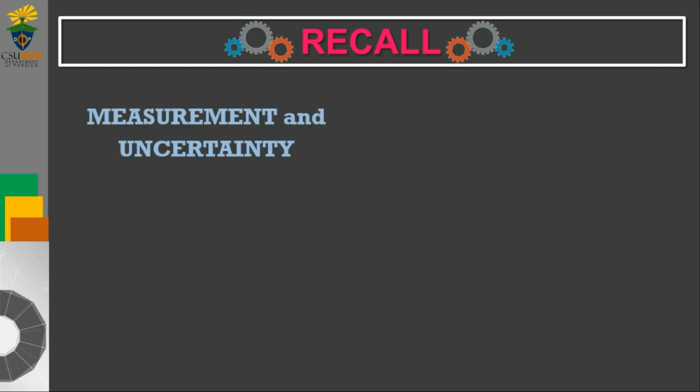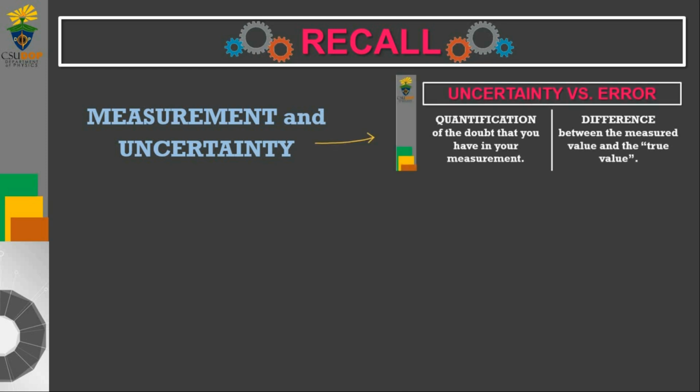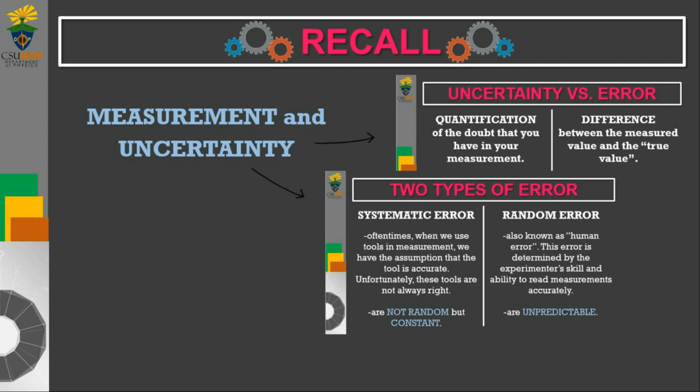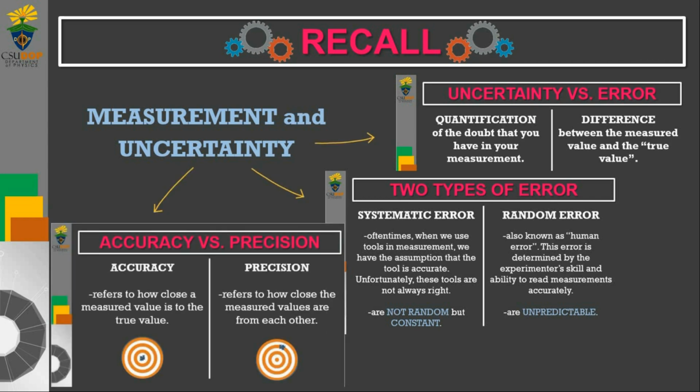Let us first have a quick recall. Last time, in part 1 of chapter 1.1, we talked about measurements and uncertainties. We have also defined the difference between uncertainty and error. Next, we enumerated the two types of error and differentiated accuracy from precision.